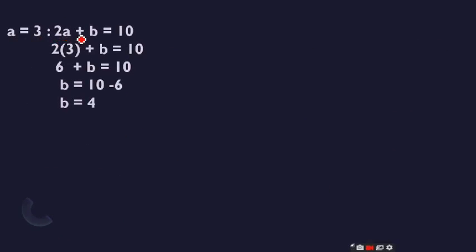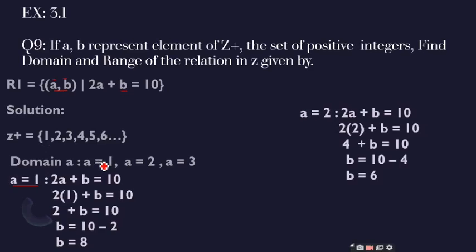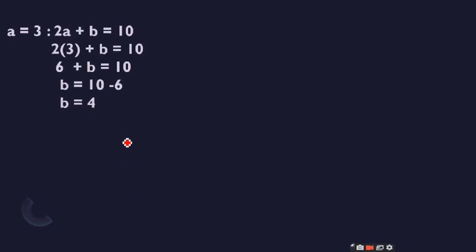Third, we have A is equal to 3. So 2A plus B is equal to 10. Now put the value of A: 2 times 3 plus B is equal to 10. 2 threes are 6, plus B is equal to 10. B is equal to 10 minus 6, B is equal to 4. The third range is 4. So the domain in relation 1, which we supposed in our previous slide, is 1, 2 and 3, and the range is 8, 6 and 4, which we have found.